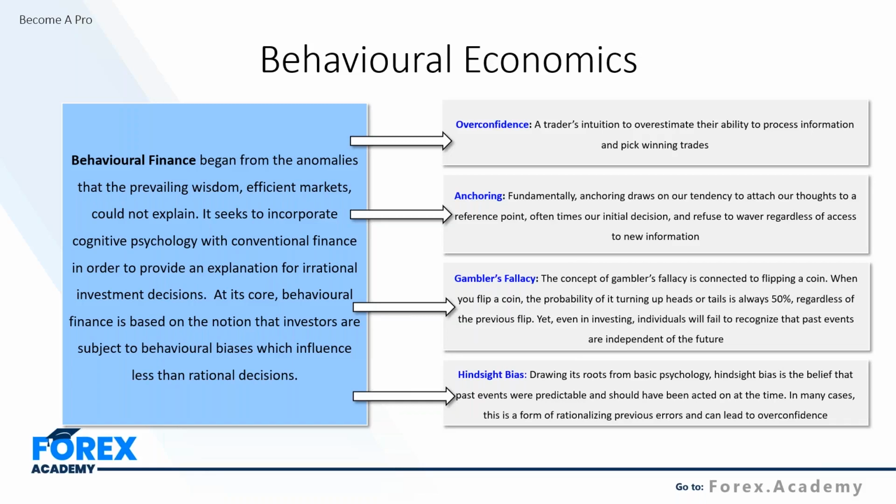Gambler's fallacy, again, a very important topic in terms of behavioral economics. The concept of gambler's fallacy here is connected to flipping a coin. Okay, now when you flip a coin, the probability of it turning up heads or tails is always 50%, regardless of the previous flip. Yet, even in investing, individuals will fail to recognize that past events are independent of the future. So certainly that brings us into game theory, which we'll discuss as well, where there is an argument whether trading is a zero-sum game.